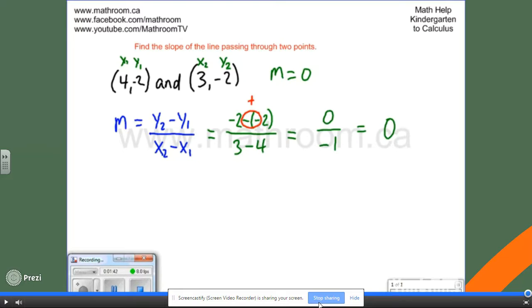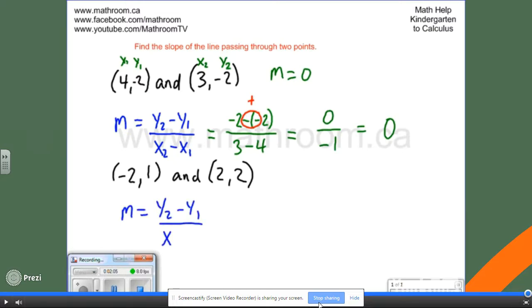The slope of a line is not always 0, so we'll try one with a non-zero slope. Let's find the slope between the points (-2, 1) and (2, 2). Okay, so we use the same formula. M equals y2 minus y1 over x2 minus x1. This is the x1 value, x2 value, y1 value, y2 value. Now we plug them into the formula.